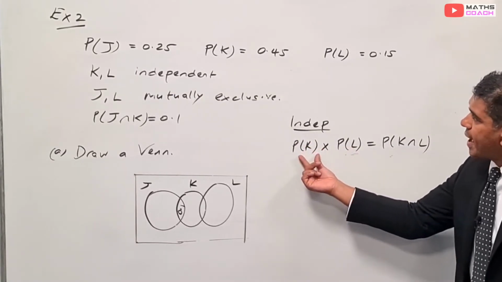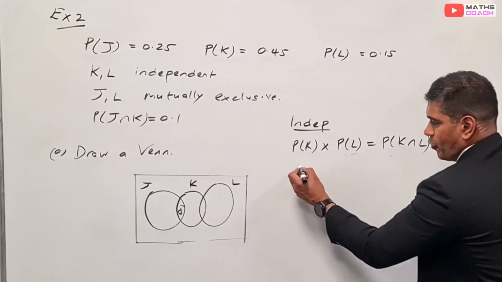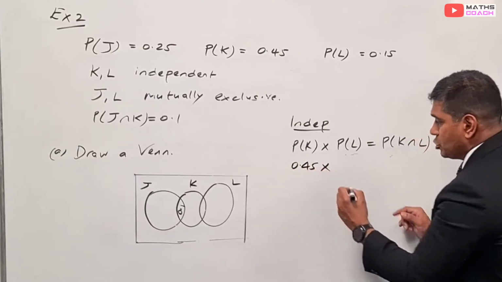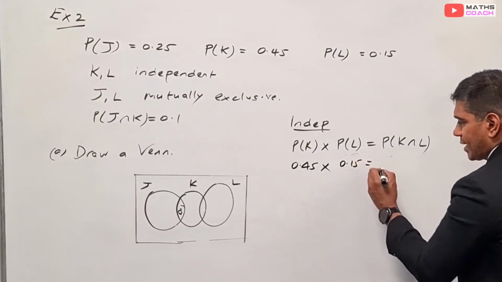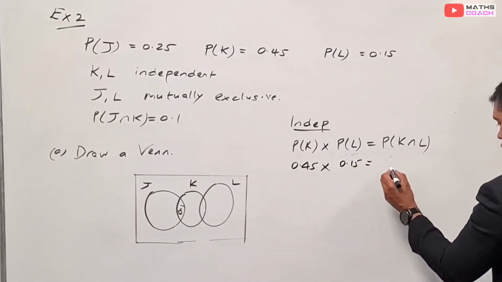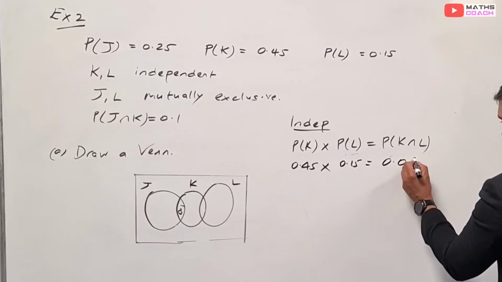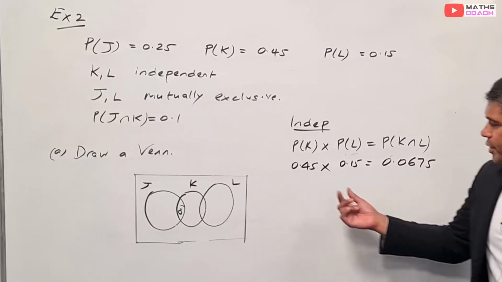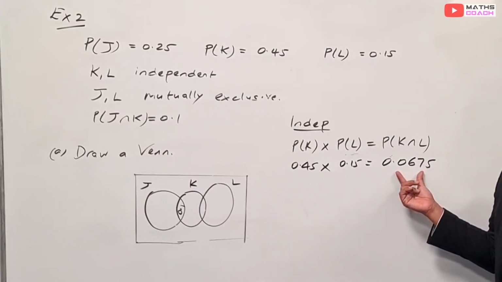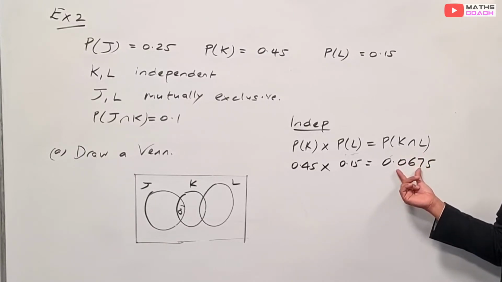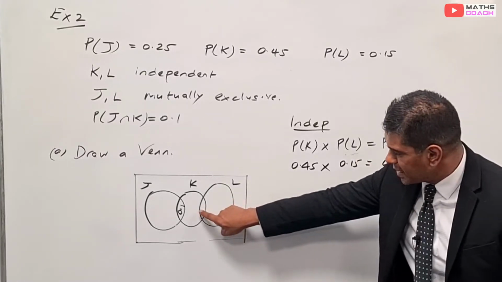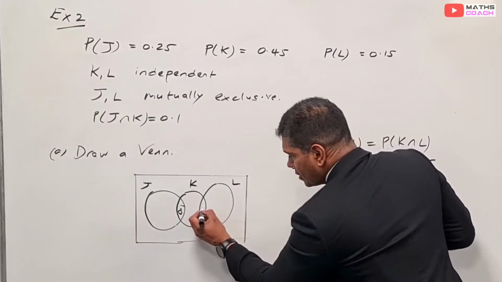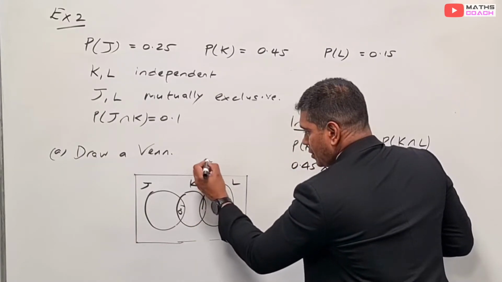That's our clue. So when you see the word independent, please associate it with this formula here. Now, do we know K? Well, K is there, 0.45. Do we know L? Well, L happens to be 0.15. And if you use a calculator and you multiply these together, you should get 0.0675. Okay, so now we've got 0.0675. Where do we plant that value? Well, this 0.0675 is associated with K and L. That must be here.